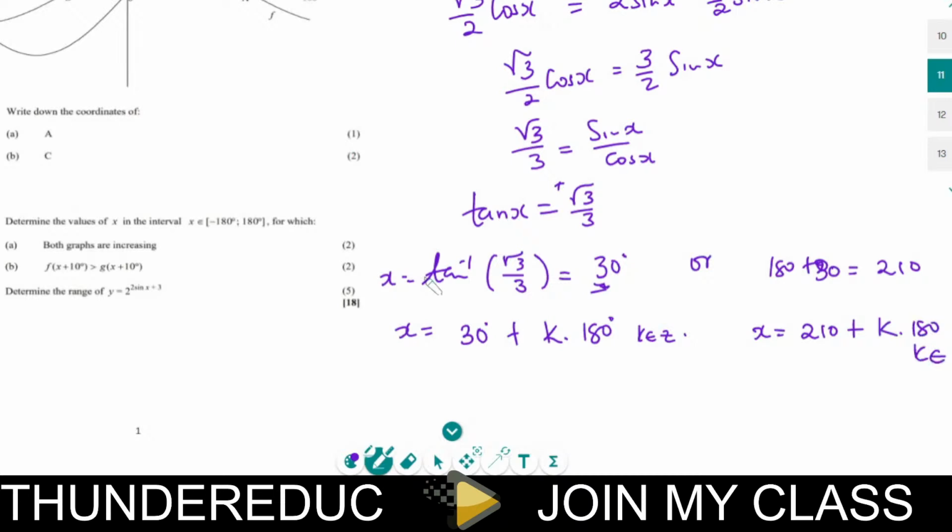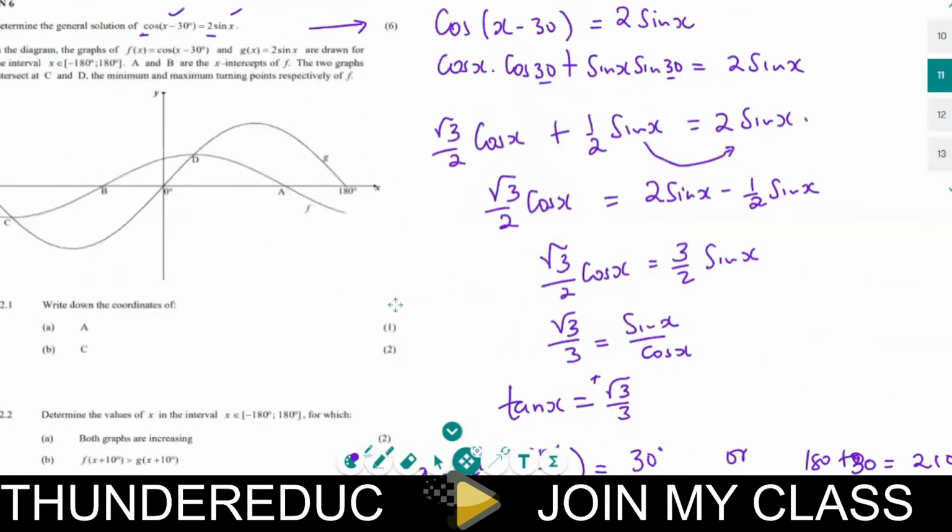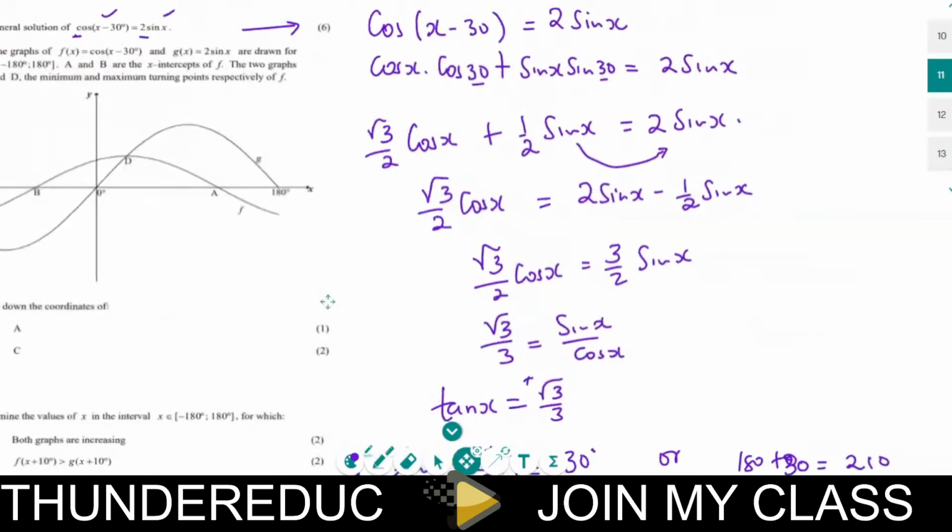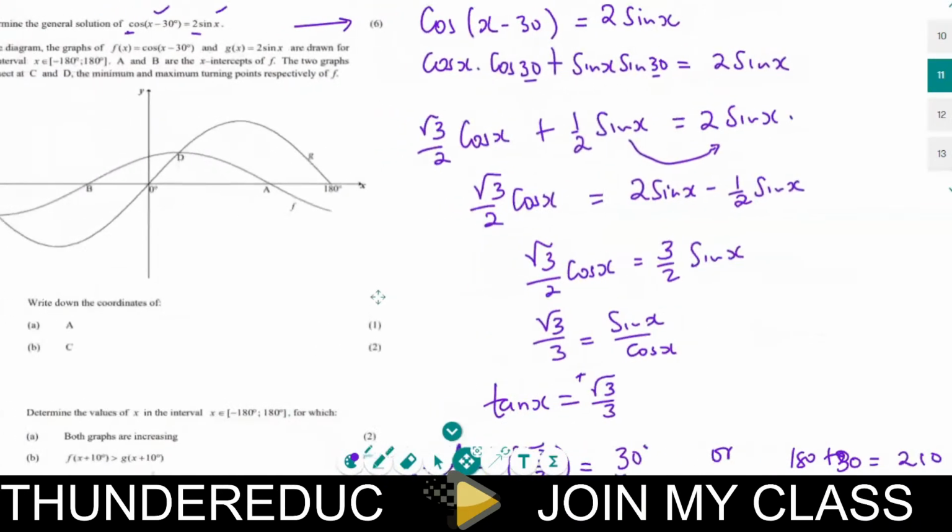Now, sometimes we use the k's, sometimes we use the n's. It doesn't matter. It's just a letter which represents integers, any numbers, integers between negative and positive. Okay, so those will be the solutions as per what the question is asking for. All right, and then 6.2.